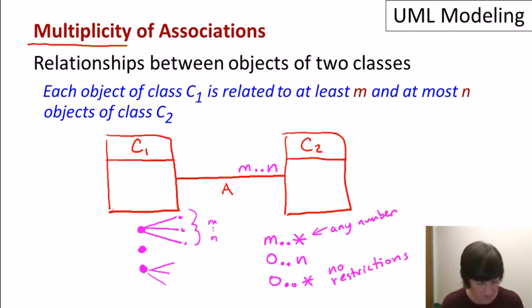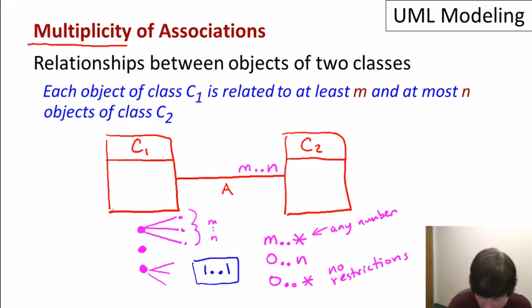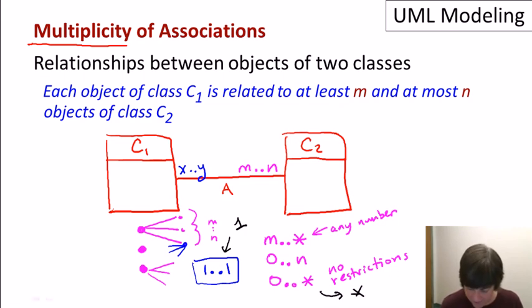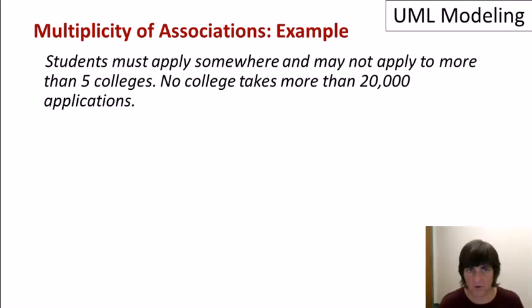And just to mention, the default actually is 1..1. So if we don't write anything on our association, we're assuming that each object is related to exactly one object of the other class. And that's in both directions, by the way. So I can put an X..Y here, and that will restrict how many objects an element of C2 is related to. Incidentally, UML allows some abbreviations. 1..1 can be abbreviated as just plain old 1, and 0..* can be abbreviated with just star.